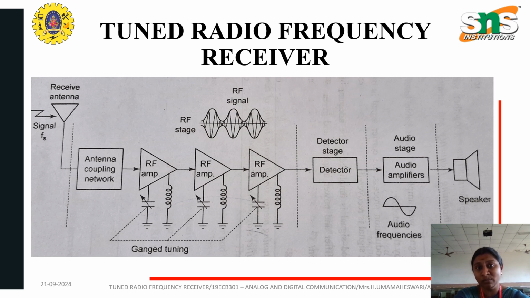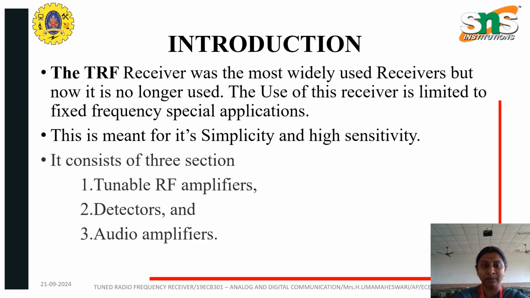This is the block diagram of a tuned radio frequency receiver, where we receive the signal first through the antenna and the antenna coupling network is used, followed by three RF amplifiers, then a detector and the audio amplifier, then it is given to the speaker.